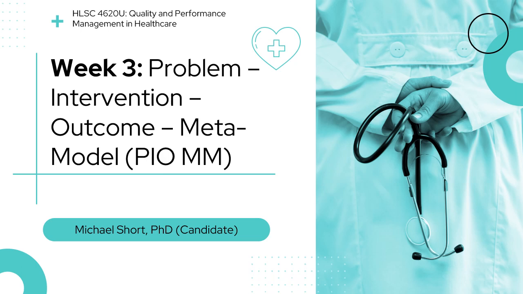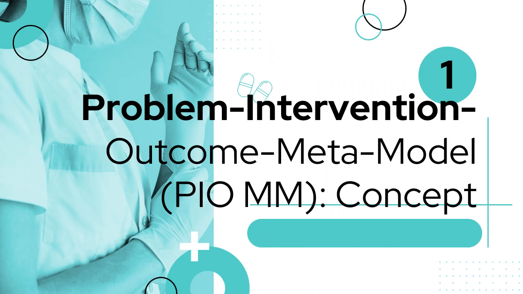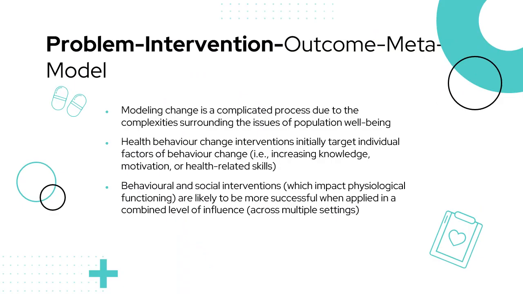All right, so on to the material. First things first, we're going to talk about the concept behind the problem intervention outcome meta model. Last week we talked a little bit about change itself and the mechanics of change. It's really important to understand that modeling change is a complicated process, and this is due to the complexities that surround the issues of population well-being. So there's a lot of moving parts that go into what goes on with change.